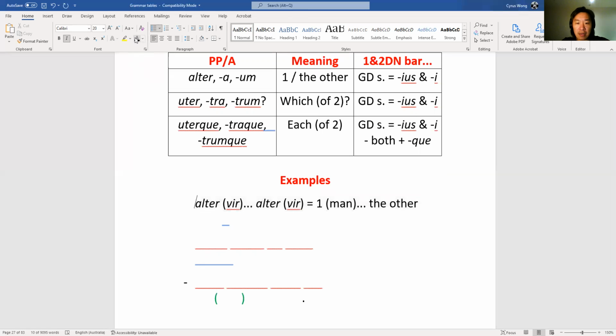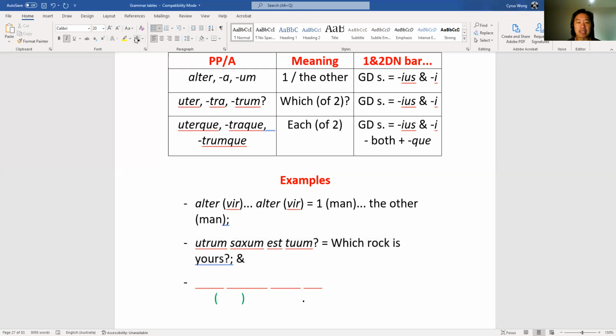So for example, alter, as I was saying, alter, alter. You can see that is masculine nominative singular. So one man subject and the other man subject. You could say one man likes apples, the other man likes oranges. So alter, alter. The first time you say alter, it's one of two. And the second time you say alter, it's the second of those two nouns. Now to use uter.